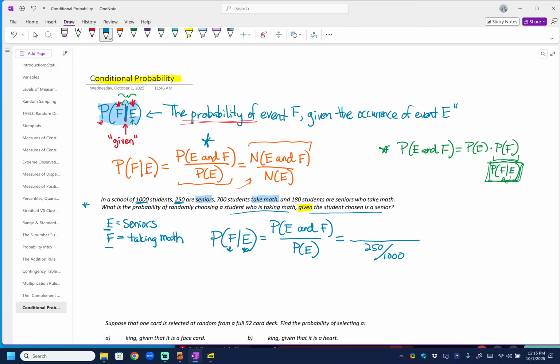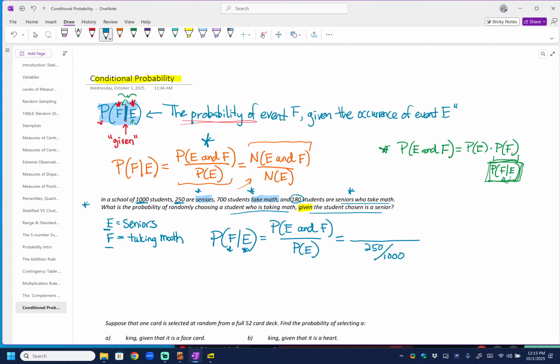But the top piece is a joint probability that they are both math and seniors. If you look through this, this looks like just the probability of senior. This looks like just the probability they take math. But over here, this concept says seniors who take math. That represents the "and" probability, which means we're dealing with 180 over 1,000.